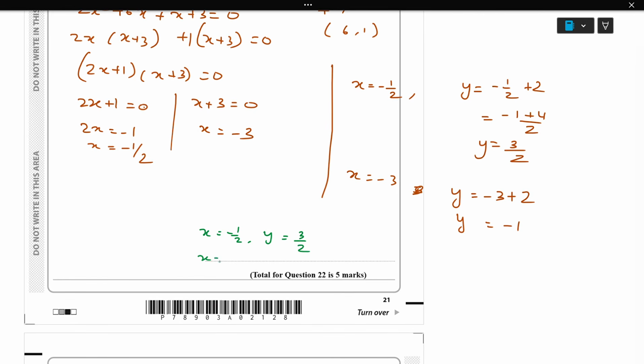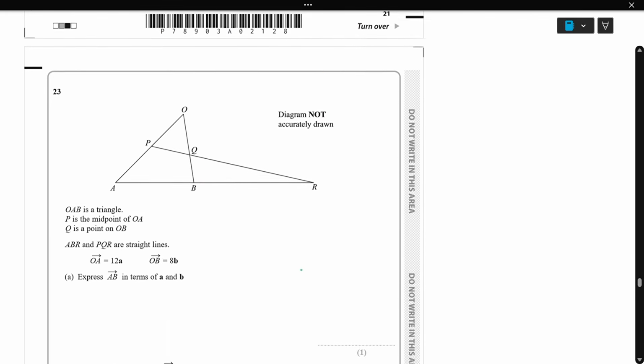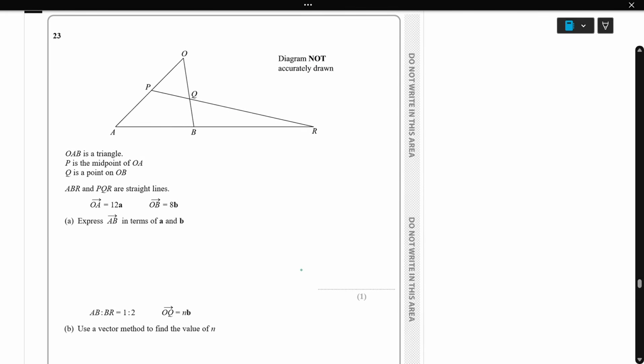So the final answer you must write here: first x equal to minus 1 by 2, the y is going to be 3 by 2. Then x equal to minus 3, the y is going to be minus 1. That's the final answer.